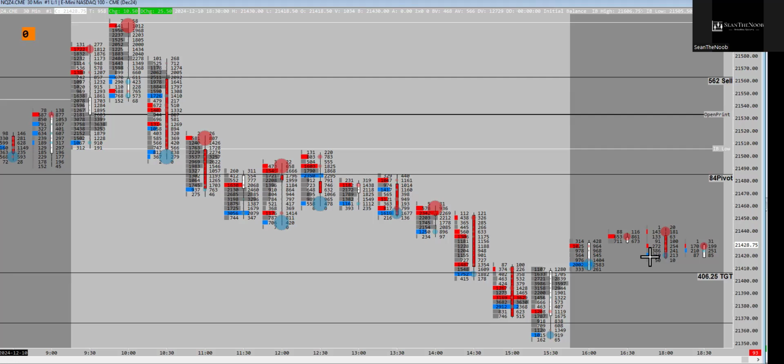Okay. So, the days where we just rotate balance high to balance low, and we just ping pong, and structure traders just fade balance on both ends. Those are balance days when both sides of the auction couldn't get their job done to advance the market in their favor. Okay. That's context. That's understanding what's going on in the market.